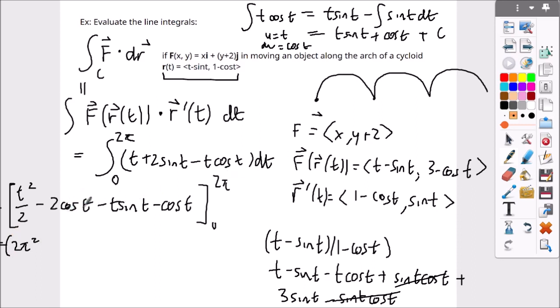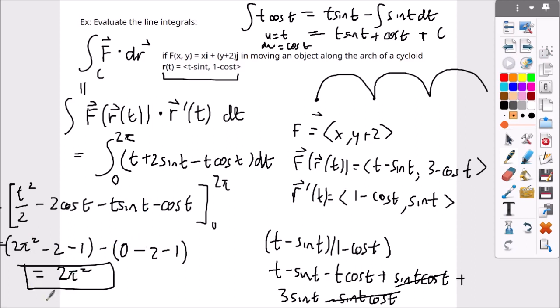Minus 2 cosine, what's cosine 2 pi? Cosine 2 pi is 1. And t sine 2 pi, sine 2 pi is 0, and then minus cosine 2 pi again, which is 1. All right, minus at 0, t squared over 2 is just 0, minus 2 cosine 0, cosine 0 is 1, so that's 2, and minus 1. So we have 2 pi squared minus 2 minus 1 minus 0 minus 2 minus 1. That's 2 pi squared. That's your final answer.